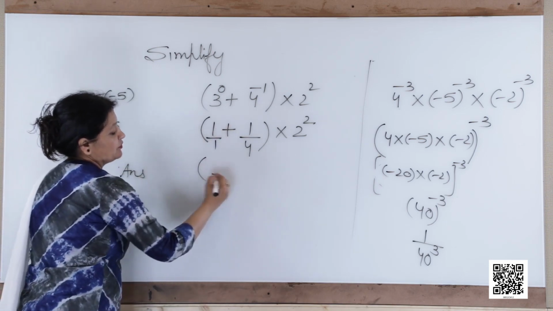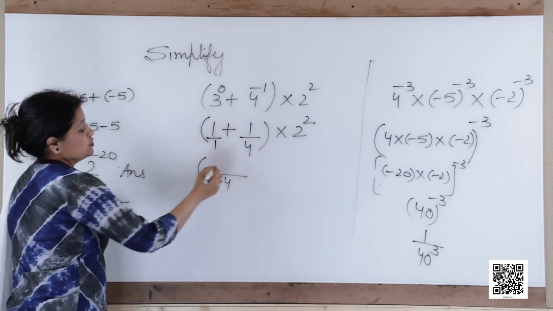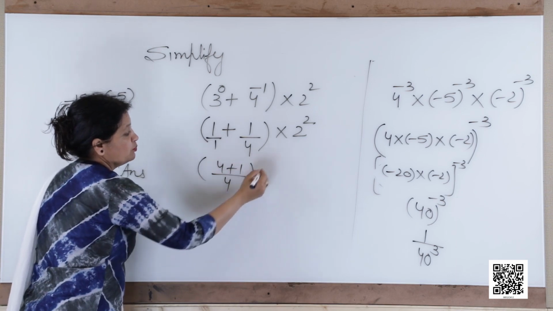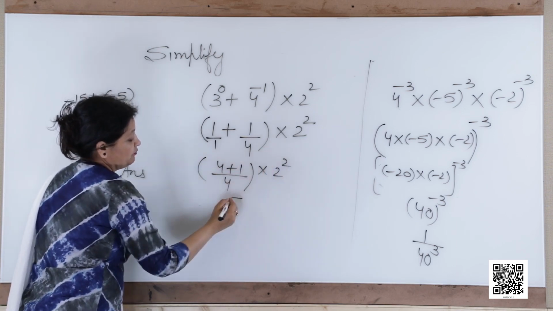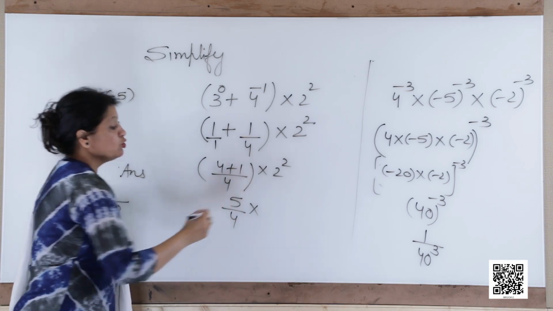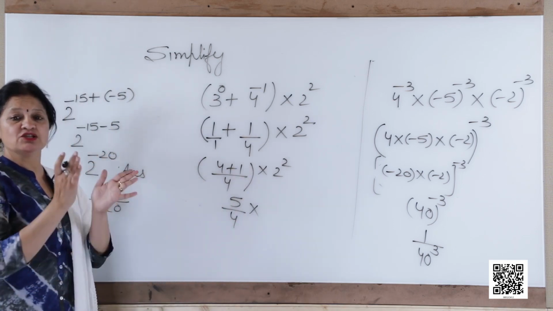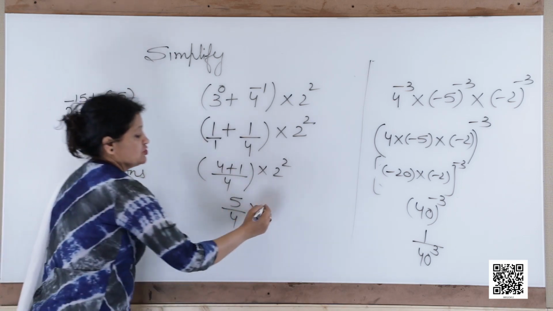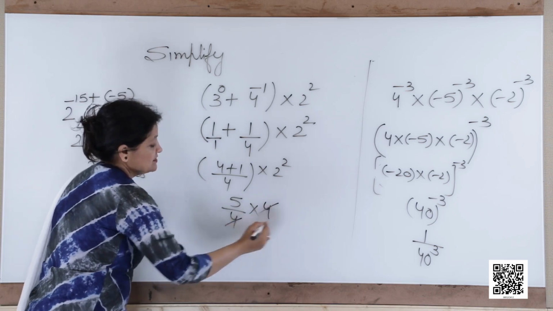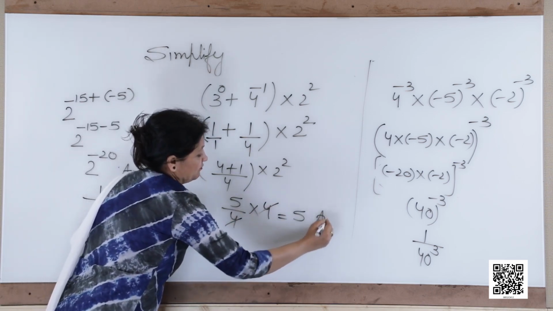Take LCM. 4 will be LCM. So it will be 4 plus 1 in the numerator into 2 square. 5 by 4 into 2 square. 2 square means 2 multiply by 2, which is also 4. So our answer is 5.